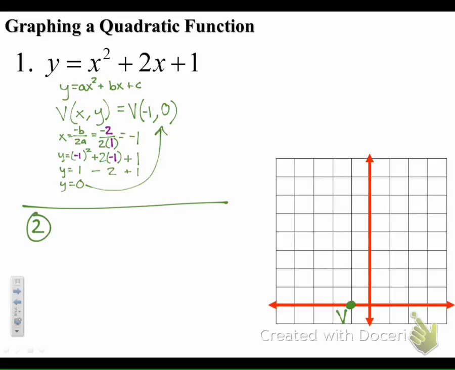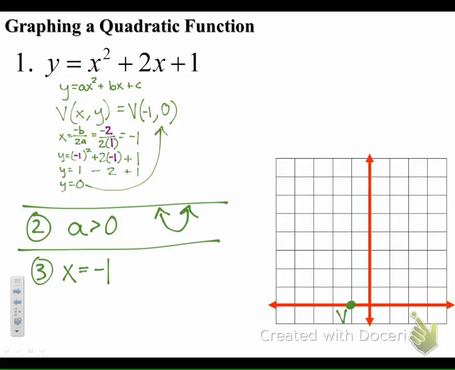Second step was using that leading coefficient. What is in the place of a? If a is positive, our parabola is going to open up. If a is negative, that leading coefficient, our parabola is going to be going down. So you look at our leading coefficient was a +1, which is bigger than 0, so we're going to be opening up. Axis of symmetry is going to be whatever our x-coordinate was to our vertex. So we're going to draw an axis of symmetry through -1. It's a vertical line going through the vertex.